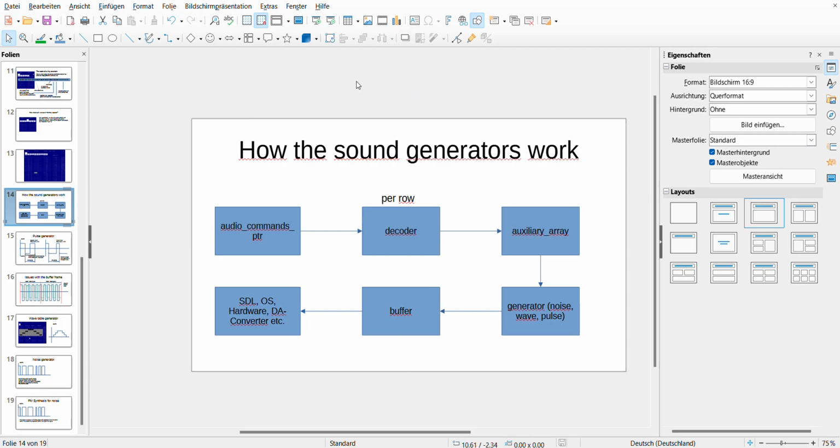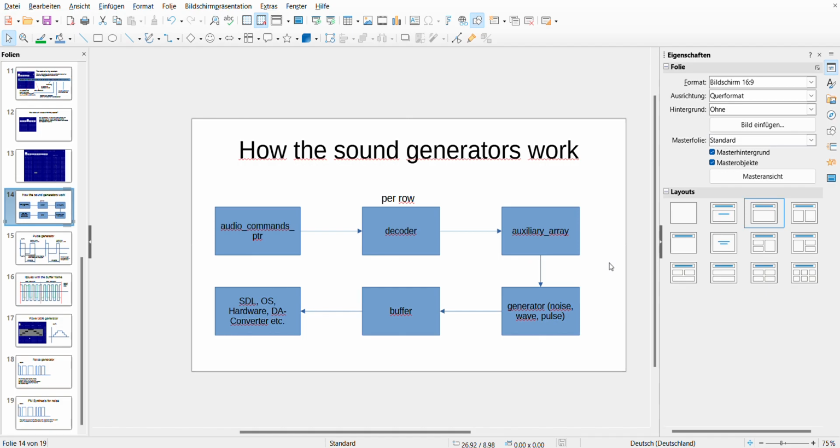Before we continue to program the actual part that processes sound, let me give you a short introduction into signal processing and how we convert our data into sound signals. As I've already explained in part 2 of this video series, we extract data from the audio commands pointer, meaning we decode it row per row and send the data to an auxiliary array.